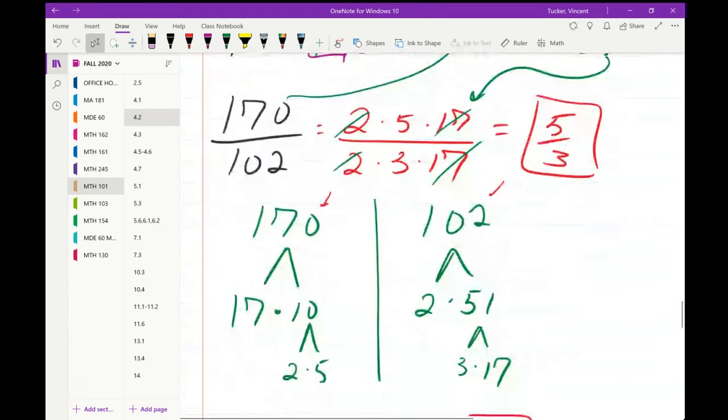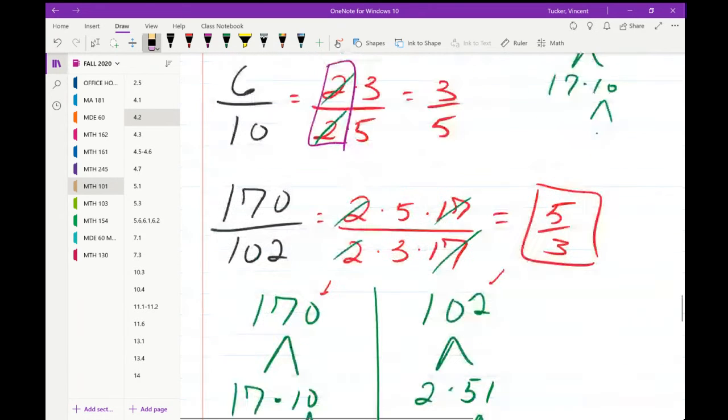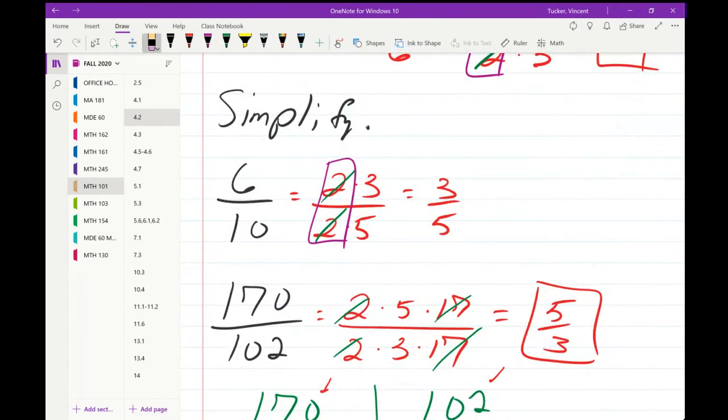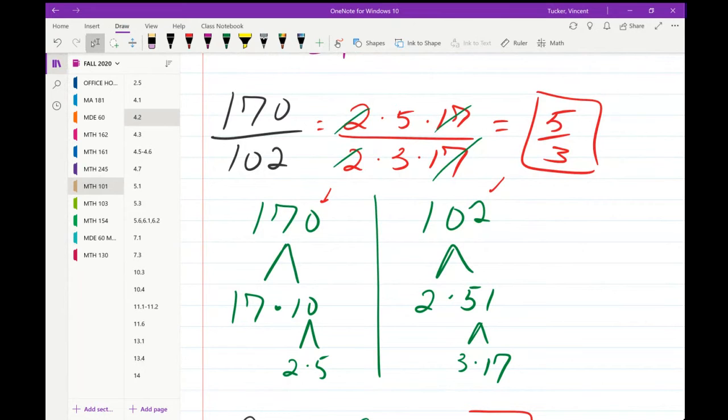Oh, I broke it up down here. Didn't even know. Okay, I'll erase that then. I'll use that space for another time. But yep, so I broke down the 102 from the 170. 102 is 2 times 51, then 51 is 3 times 17. So that's 2 times 3 times 17. The 2's cancel, and the 17's cancel, leaving you with just 5/3.